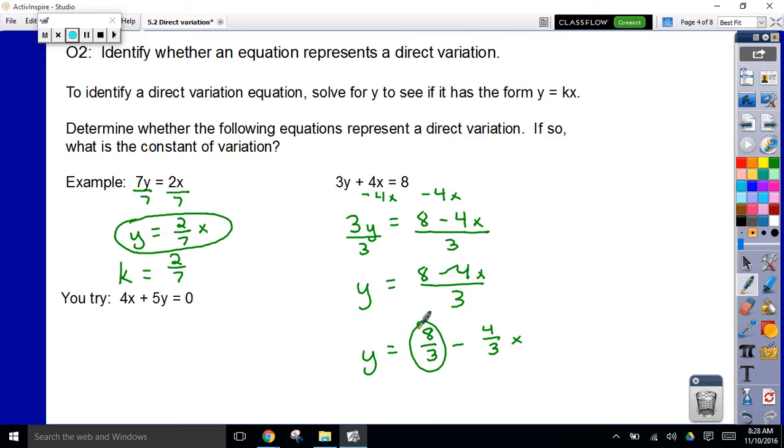Okay, next example is one for you to try, so we're just going to take a brief minute for you to try that one. Okay, volunteer to tell me how you solve this. Athena. You subtract 4x from both sides to get 5y equals negative 4x. Good. And then you divide both sides by 5 and get 5 equals, you mean y equals? Yeah, y equals negative 4 over 5x. Good. So is that direct variation? Yeah. And what would the constant of variation be? Okay.